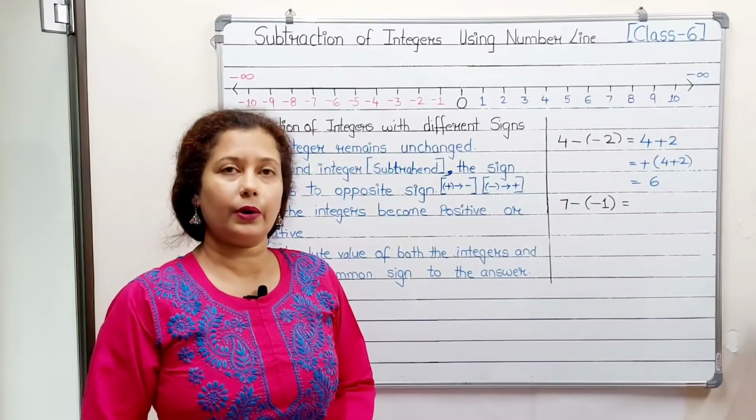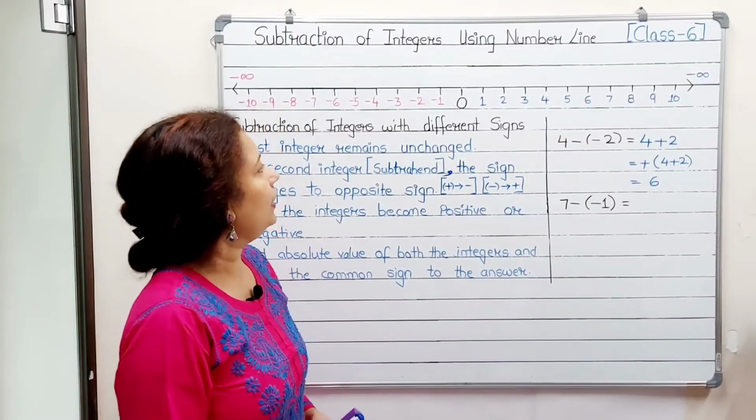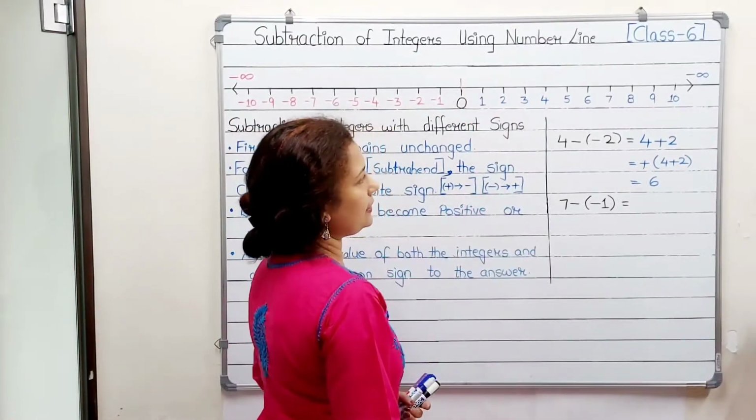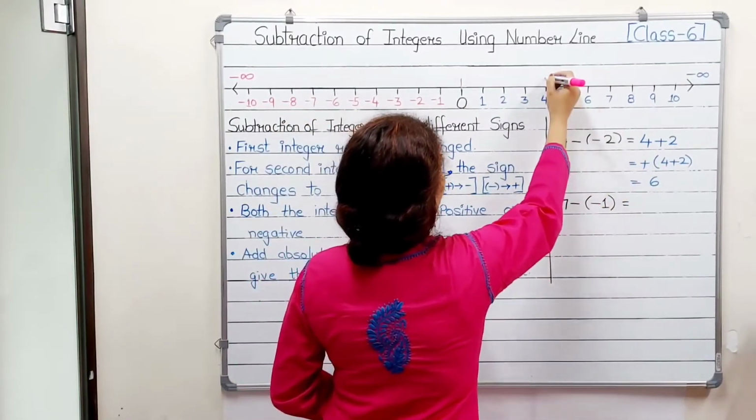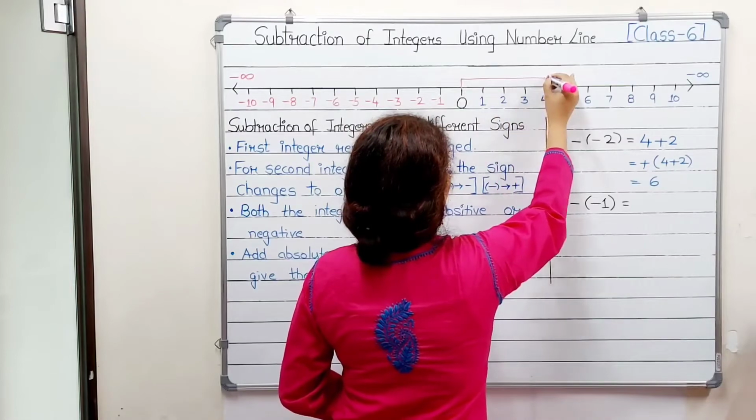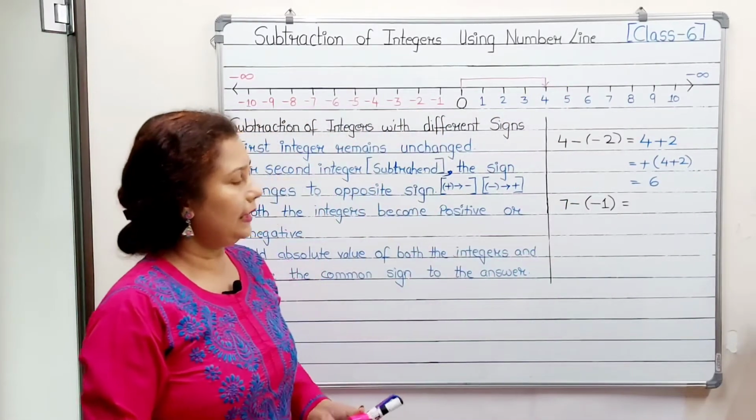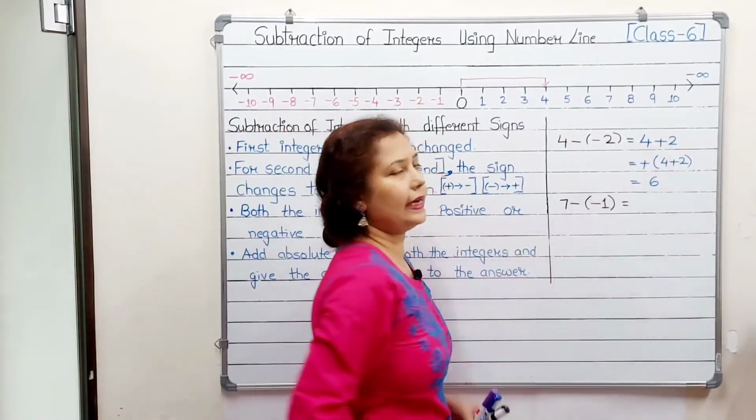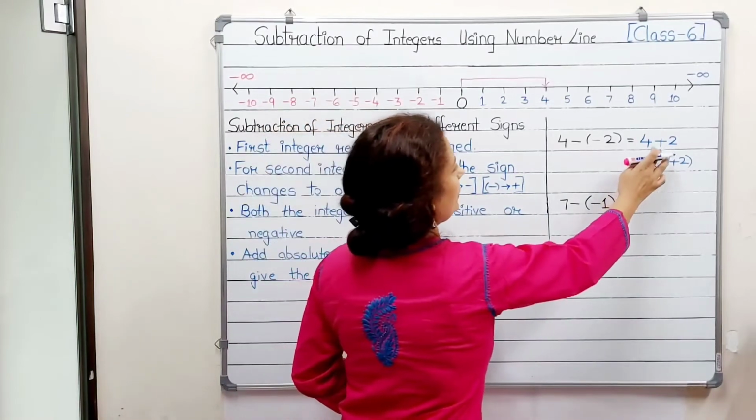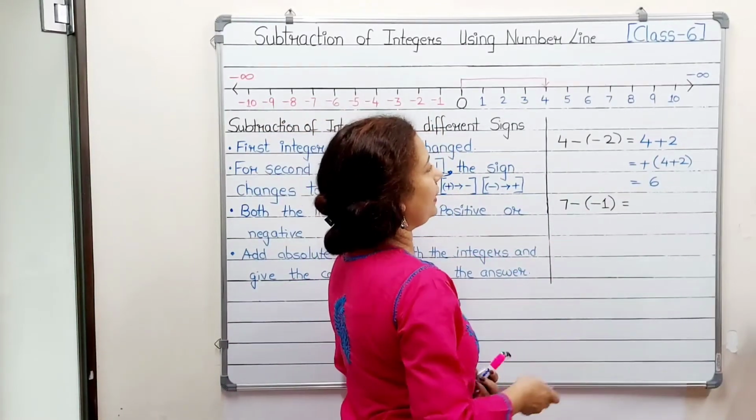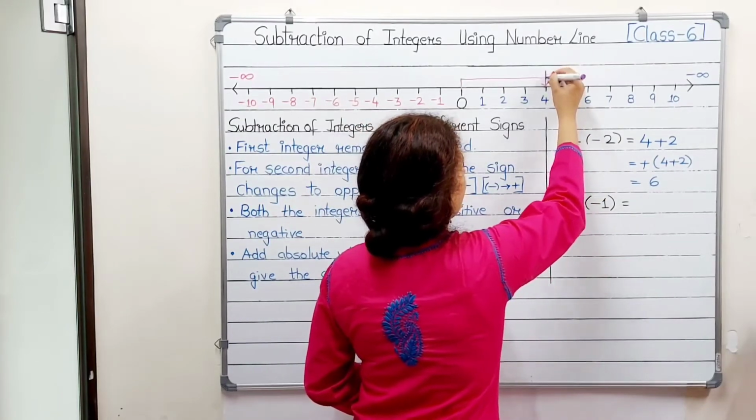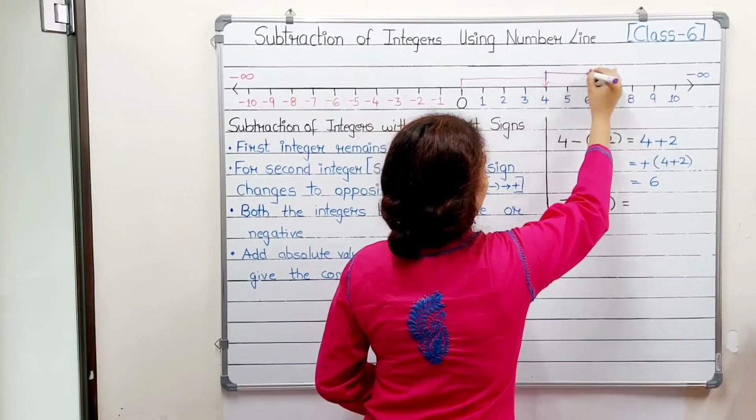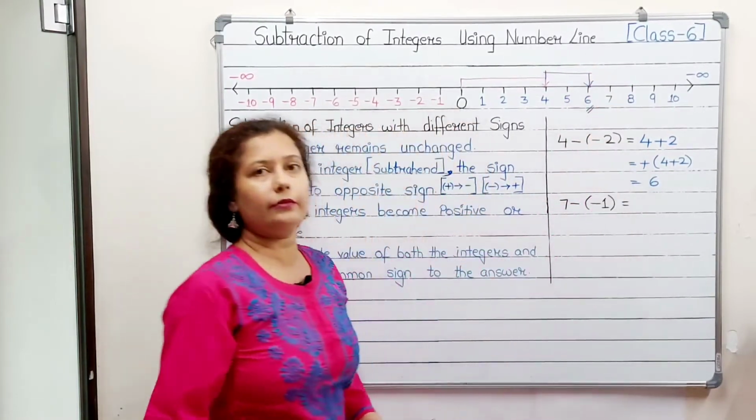Steps to be followed for marking on the number line. First integer is positive, so from 0, we will mark the first integer, that is 4, moving on the right side of the number line because it is positive. The second integer here is also positive after changing the sign. So as the second integer is also positive, we will move again from the first marked integer 2 units to the right. 1, 2. And the final answer will be 6.